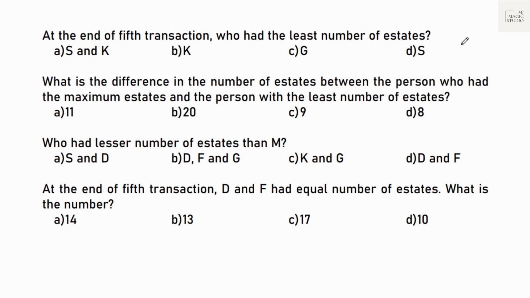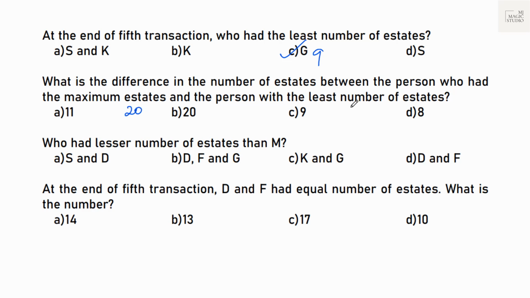So now it would be like no time. We can very easily mark on the question. At the end of 5th transaction, who had the least number of estates? Least number of estates is with G with 9. K is 10.